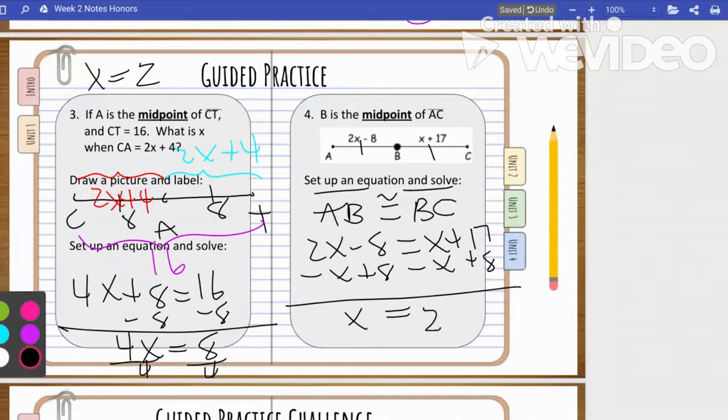We're going to check to make sure we're right. 2 times 25 is 50. 50 minus 8 is 42. And x plus 17, that's 25 plus 17. That's also going to be 42. So we checked our answer. We did a good job.